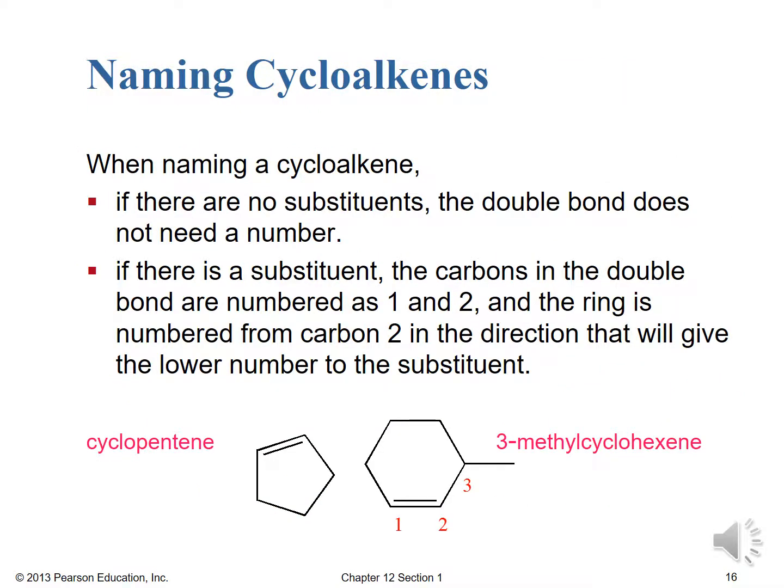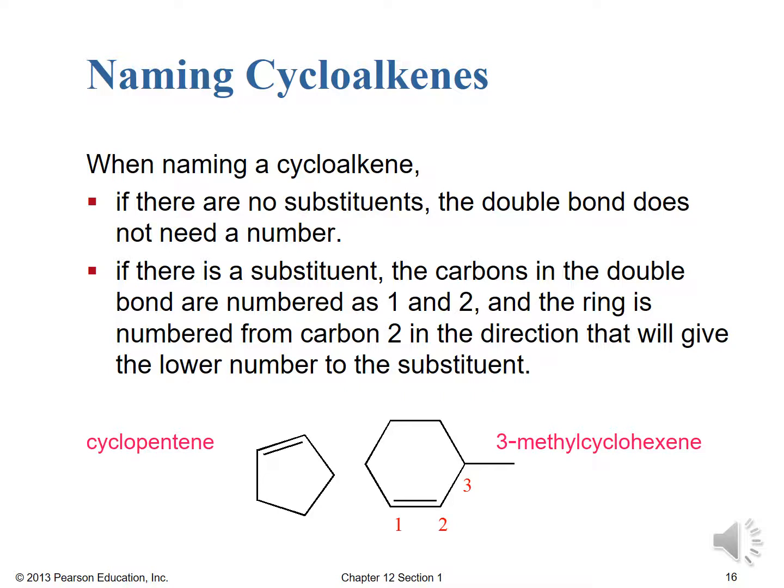Just like we had to consider the cycloalkanes, we also have to consider naming cycloalkenes. So when we name that cycloalkene, if there are no substituents, the double bond does not need a number, okay? Just because, like in the alkanes, when we had, say, a fluoro group on one of the positions in the ring, all the positions are equivalent if there are no substituents. So it doesn't matter where we have the double bond in a cyclopentene because all the positions are equivalent. If we had multiples, then we'd have to worry about it.